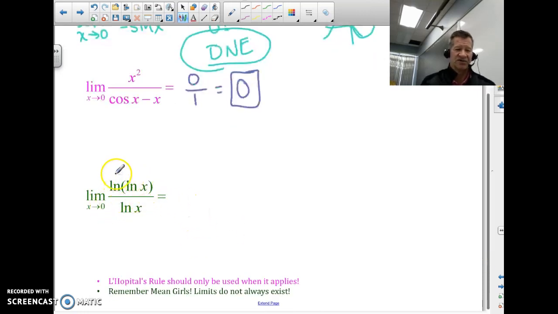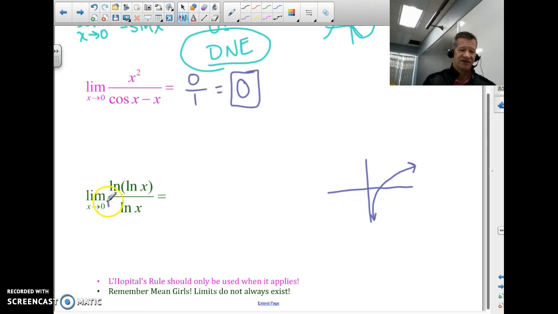Limit as x approaches 0, natural log of the natural log of x over natural log of x. Yeesh. So here we go. Put 0 in for x. Natural log of 0. Well, you can't even do the natural log of 0, right? So all you can do is approach 0. So this one's kind of a tricky one. In this case, the natural log graph looks like this. You notice I can't even approach 0 from both sides. I can only approach 0 from the right.